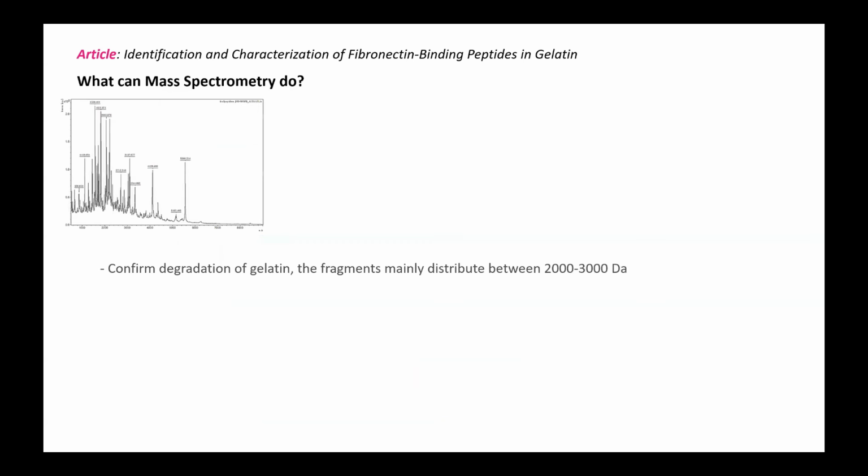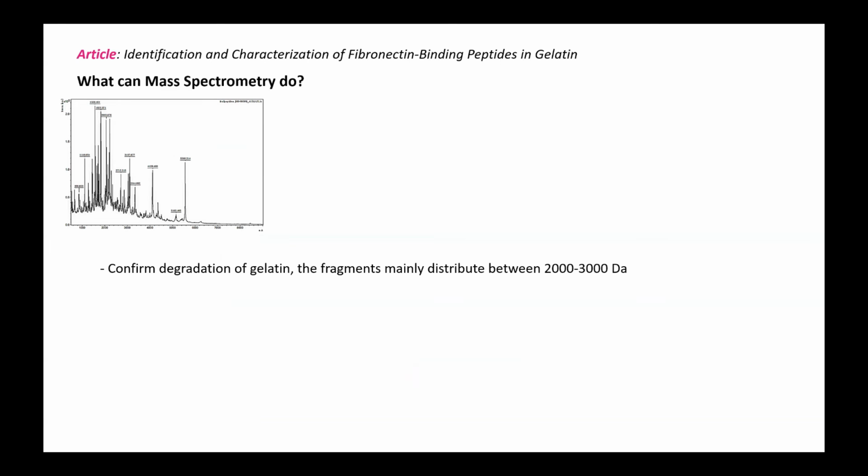Warning, you may see some really complex figures, but they are actually the spectrum results obtained from this article. And to not scare you with this very complicated diagram, I will summarize the result. What can mass spectrometry do from this spectrum? And what about other peptides? And what can we say about our peptides?